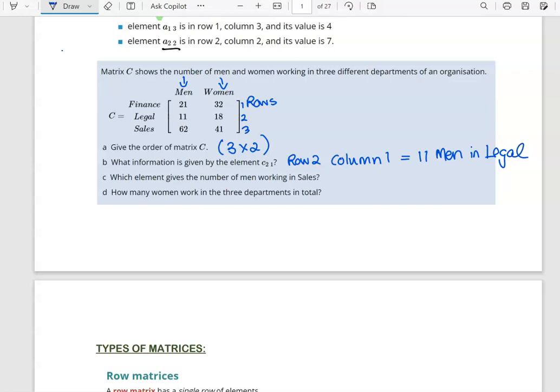Which element gives the number of men working in sales? It'd be little c because it's matrix C. Where is sales? It's in which row? Row 3. And which column is men? Column 1. So it'd be c3,1. Then, how many women work in all 3 departments? All you do is add them up. So 32 plus 18, that's 50, plus 41 is 91. Done.